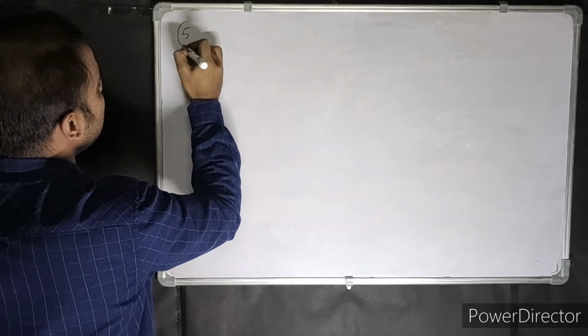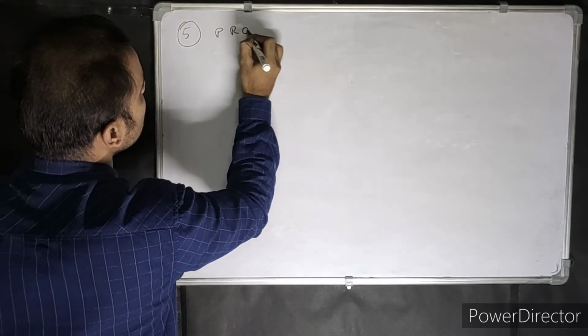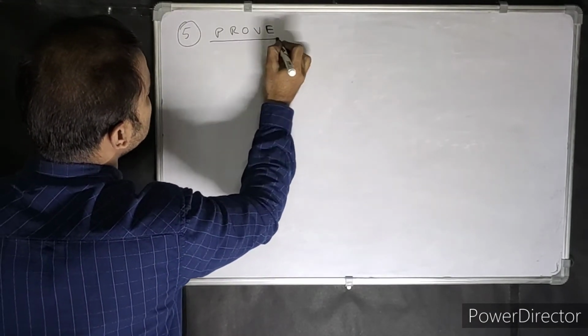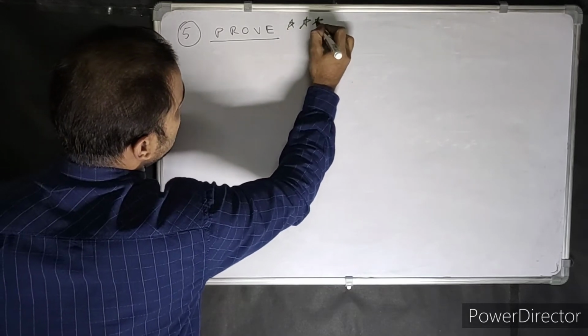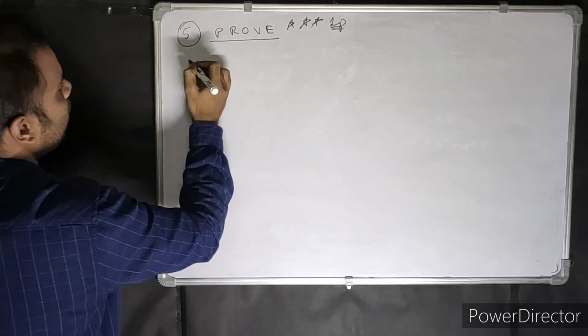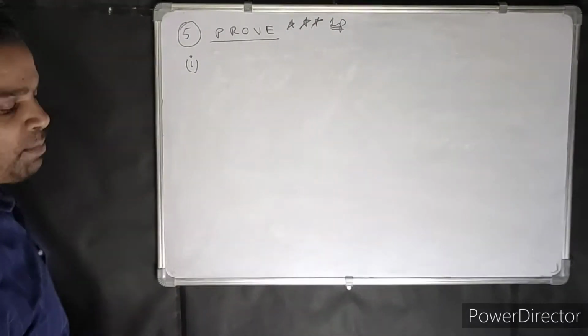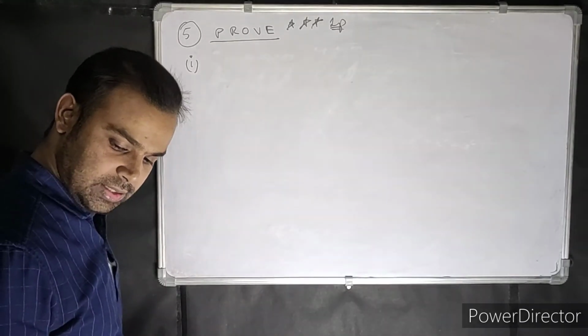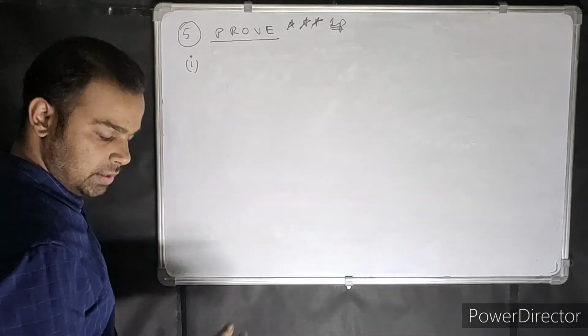Okay, question number 5, prove. Again, same thing, prove. Important question actually. I want you to mark it as important. Okay, part 1, proof of part 1. I'm going to do part 1 for you. That's difficult. Part 2 is a little easy.